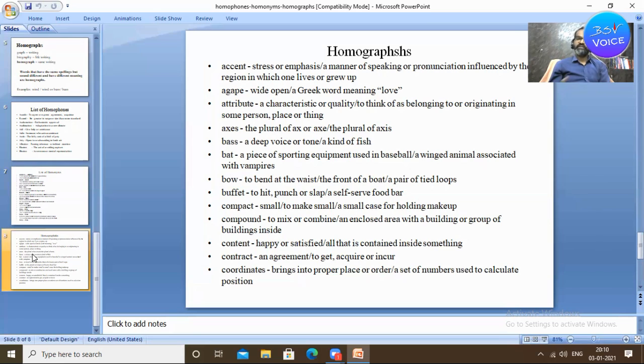Coordinates. So what is that, coordinates? All of you know that coordinating means bringing things into proper place or order. Coordinates are a set of numbers used to calculate positions.